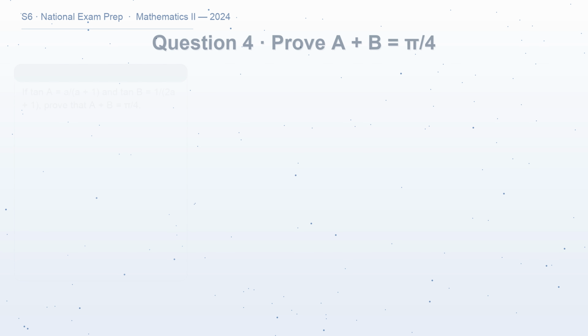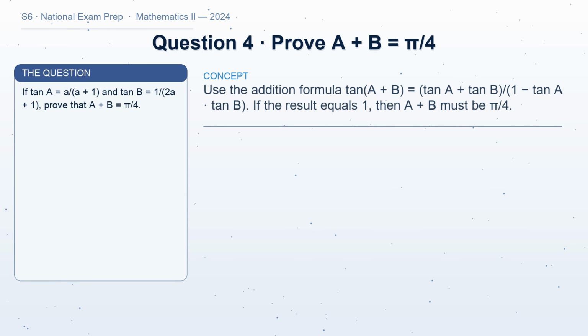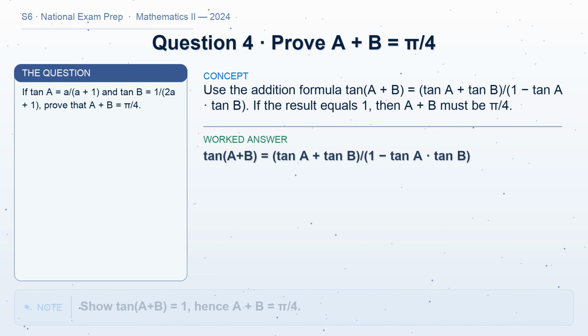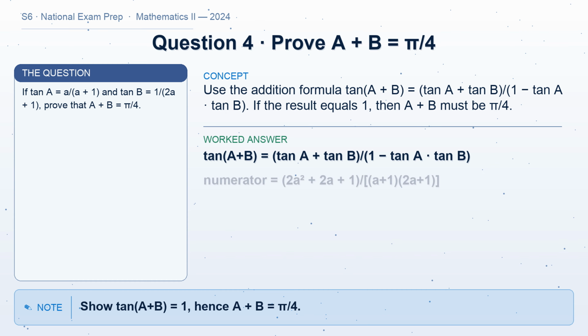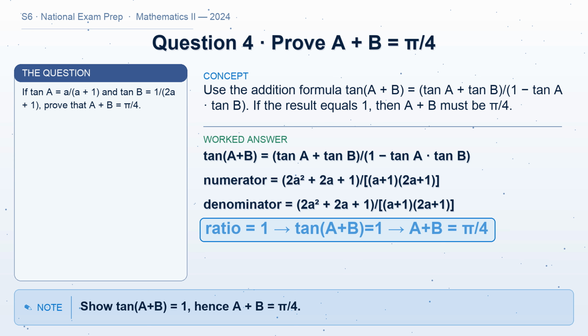Question 4. Given tan a equals a over a plus 1 and tan b equals 1 over 2a plus 1, prove that a plus b is pi over 4. The plan is to compute tan of a plus b and show it equals 1. The addition formula gives tan a plus tan b over 1 minus tan a times tan b. Putting the numerator over a common denominator gives 2a squared plus 2a plus 1 over a plus 1 times 2a plus 1. Working out the denominator gives the very same expression, 2a squared plus 2a plus 1 over the same product. So the ratio is 1, tan of a plus b is 1, which means a plus b is pi over 4.